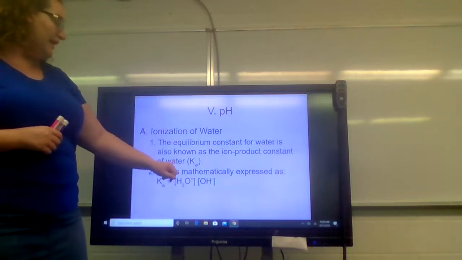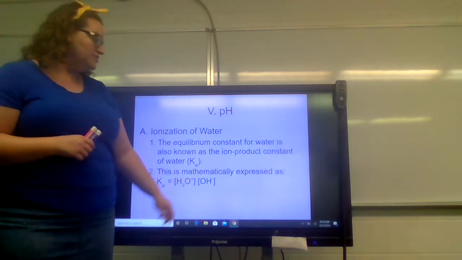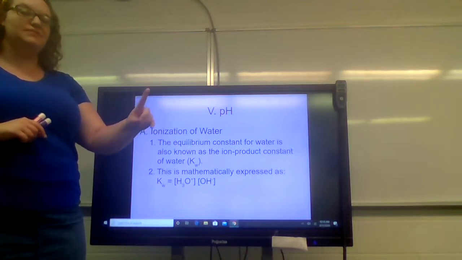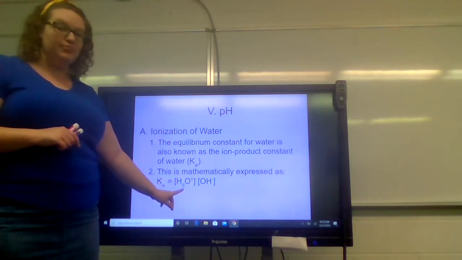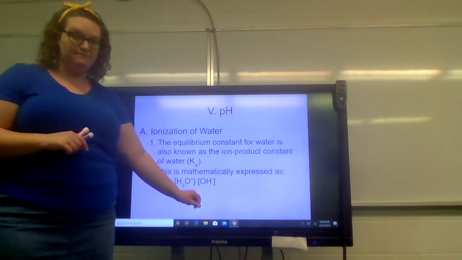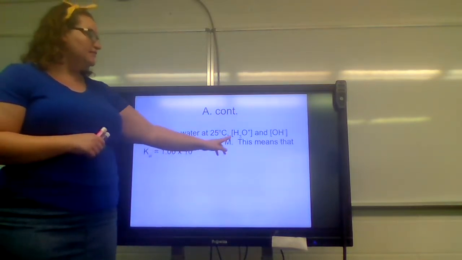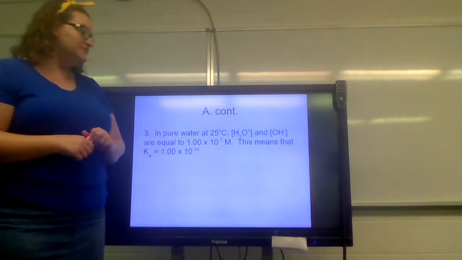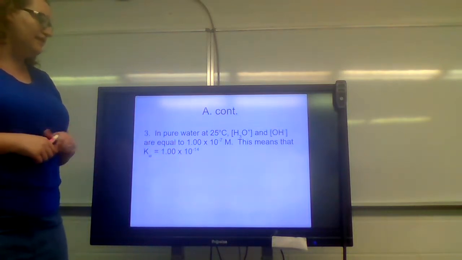It's expressed mathematically as Kw equals H3O+ times OH-. What that means is the ability of a substance to make ions has to do with how much acid is naturally present in that substance and how much base is naturally present in that substance, all right? So in pure water at 25 degrees Celsius, the acid and the base are each equal to 1.00 times 10 to the negative 7th moles. This means that Kw is equal to 1.00 times 10 to the negative 14th.